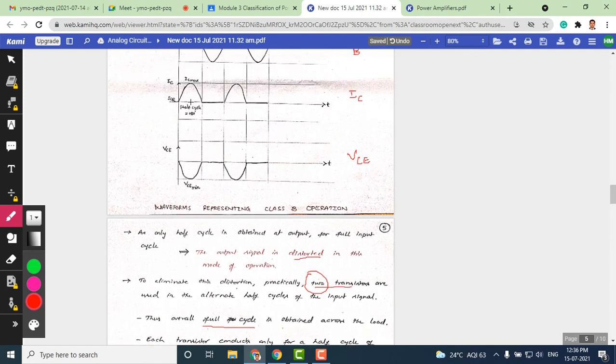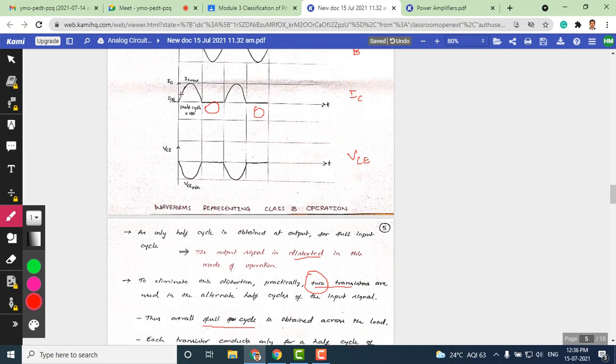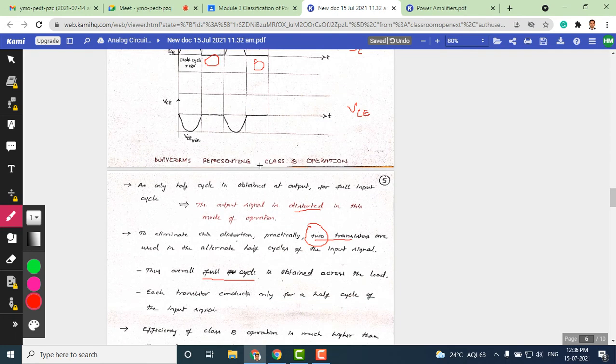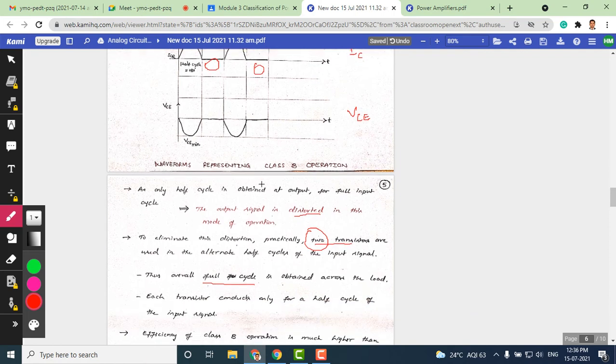But in class B, negative cycles are suppressed. I am showing you the method of how to reconstruct the lost negative half cycles here. In that case, we need to use two transistors. One transistor conducting for the positive half cycle, the other transistor conducting for the negative half cycle. That is the solution for this class B operation, because in class B we are losing the entire negative half cycles.